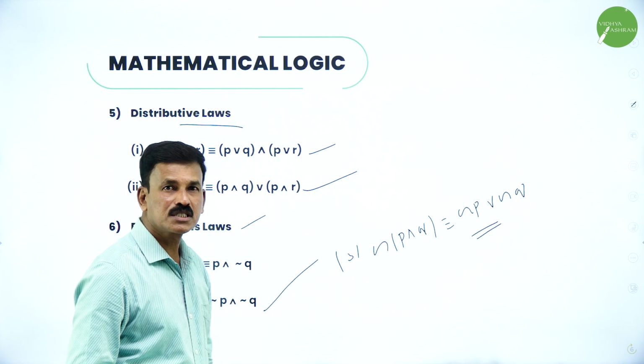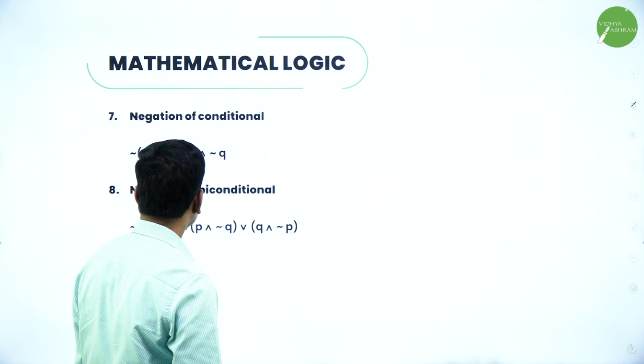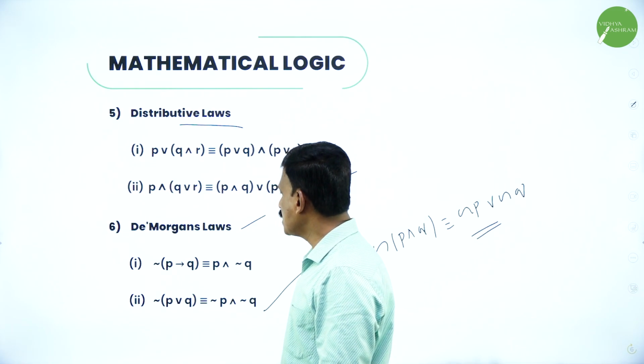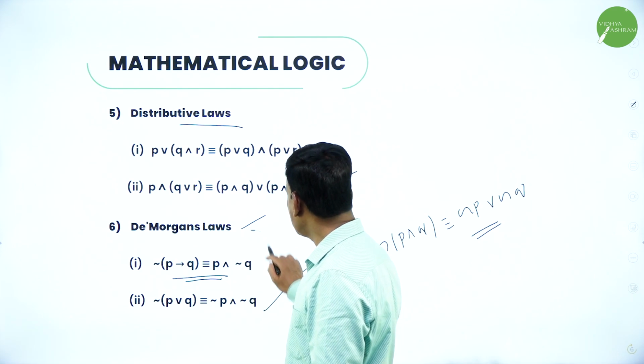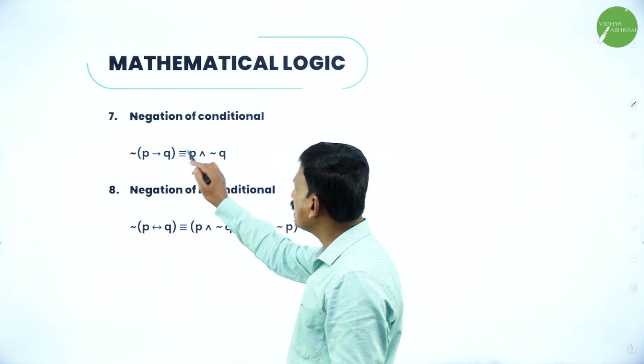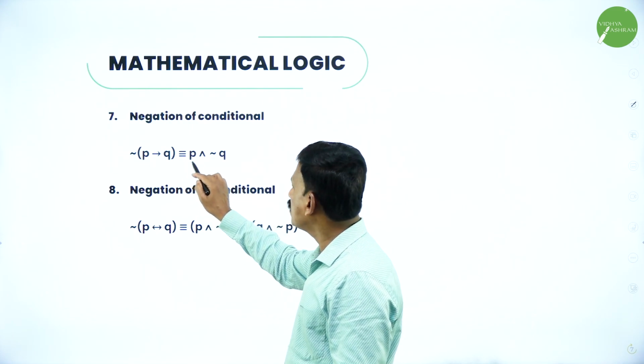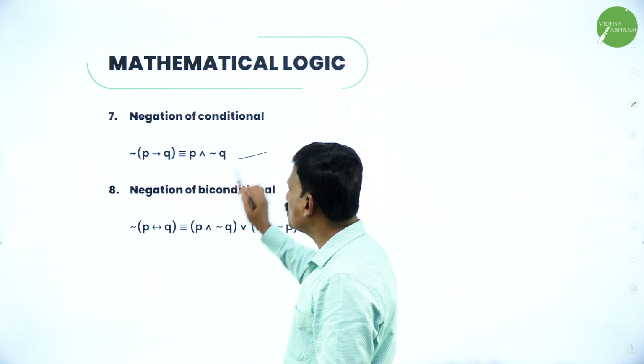Okay. Now, next move on to the next one. Negation of a conditional. So, negation of a conditional, and these are called De Morgan's law. Negation of P conditional to Q is logically equivalent to P conjunction negation Q.